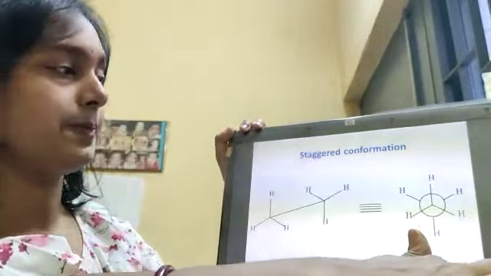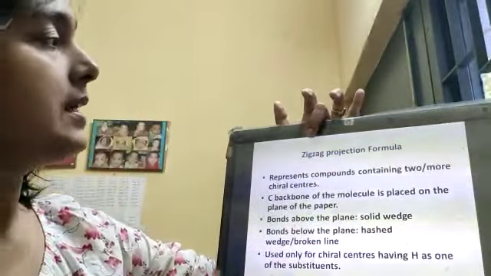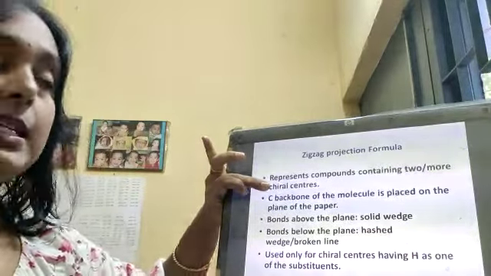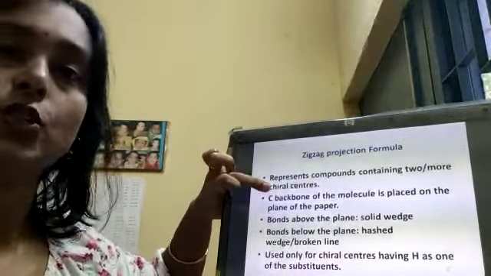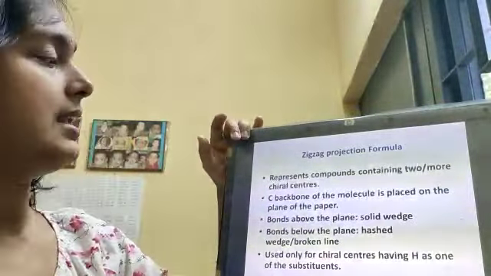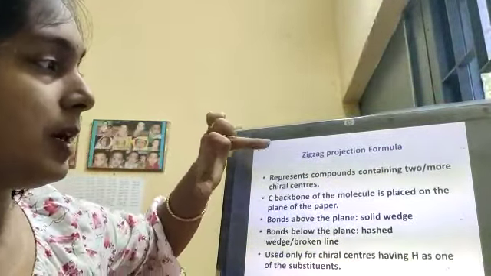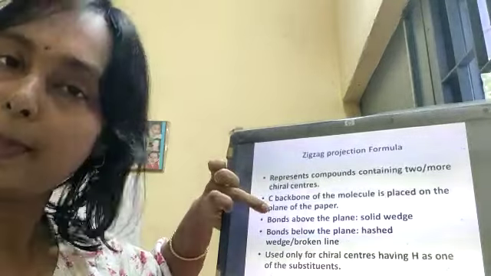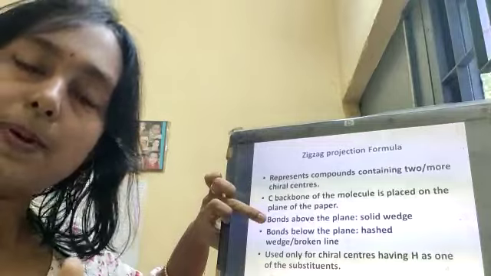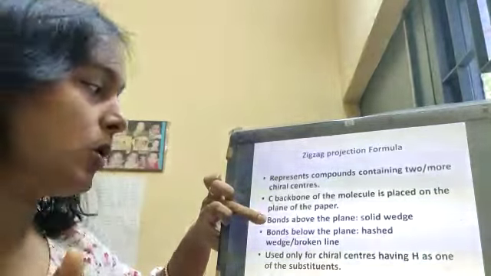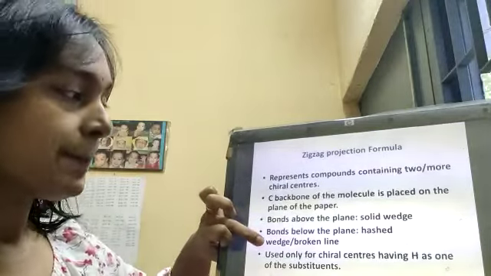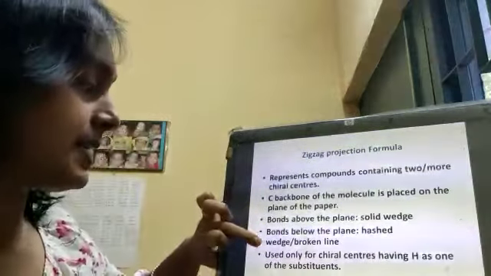Our next one is the zigzag projection formula, which represents compounds containing two or more chiral centers. So again, the condition is it should have two or more chiral centers. The carbon backbone of the molecule is placed on the plane of the paper. Bonds above the plane can be represented by solid wedge bonds. Bonds below the plane can be represented by hashed wedge or broken lines.